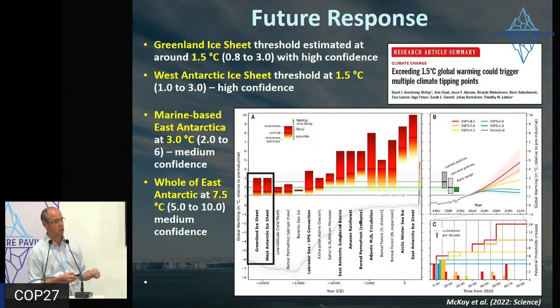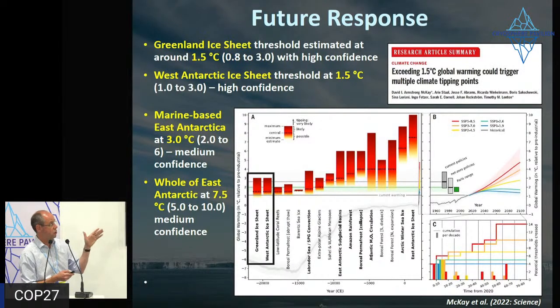West Antarctica is also very close to passing its threshold, and there are studies out there suggesting that we may have already passed the threshold with ocean warming that's leading to irreversible retreat. So you can see there their estimates of the thresholds. Greenland 1.5, possibly as low as 0.8 or as high as 3 degrees. But I think the evidence is fairly persuasive now that something seriously is happening in Greenland.